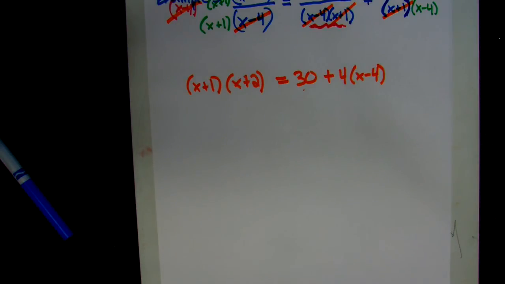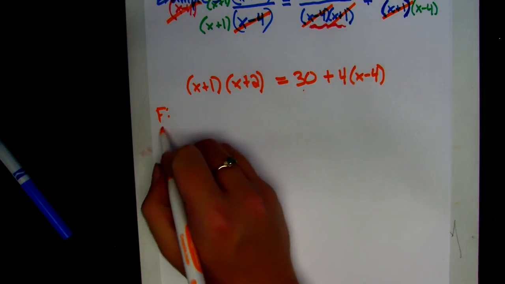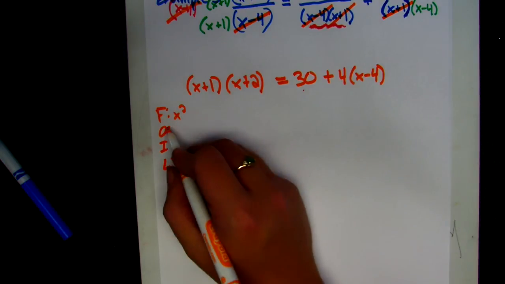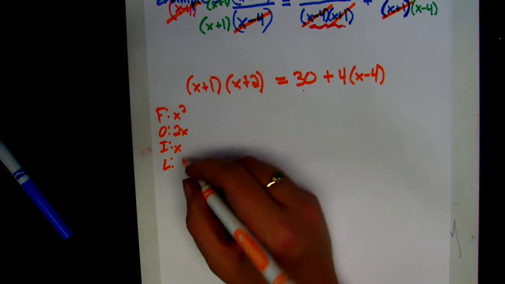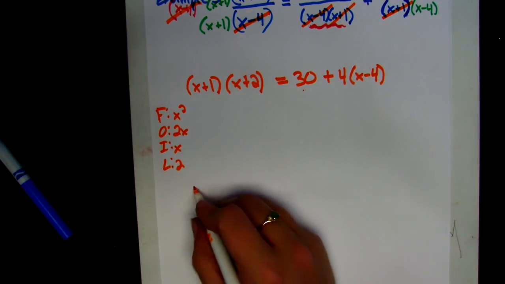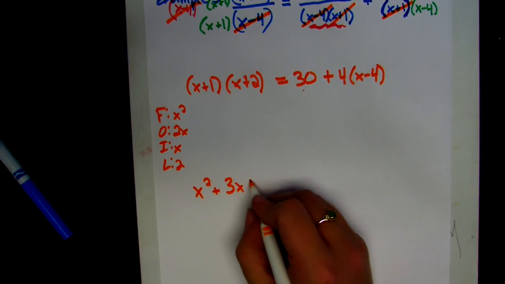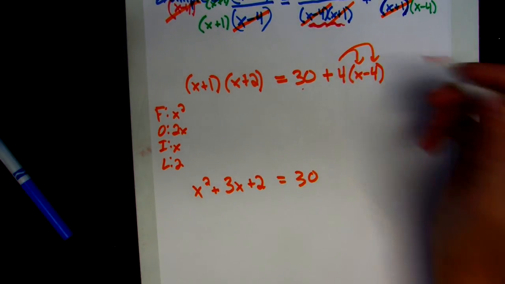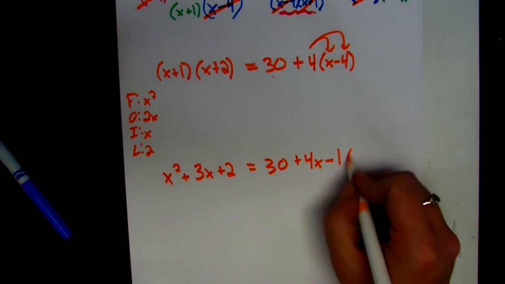Now, from this point, we need to multiply everything out. So this can be done with the FOIL method or the box method. We can do FOIL for this one. So first terms would be x squared, outer terms would be 2x, inner terms would be x, last terms would be 2. So we get x squared plus 3x plus 2, and then we have our 30. We go ahead and distribute this 4. So now we have plus 4x minus 16.